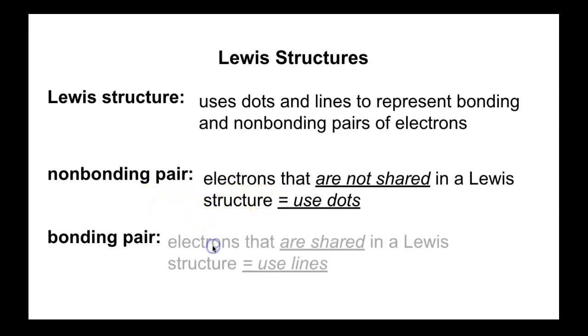We also have something called a bonding pair. Those are electrons that are shared in a Lewis structure. And what we're going to do is we're going to use lines for those. Okay? So the electrons that appear between two atoms, we're going to turn those into a dash, a line, a single bond.